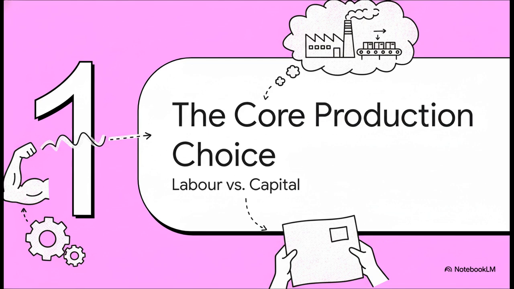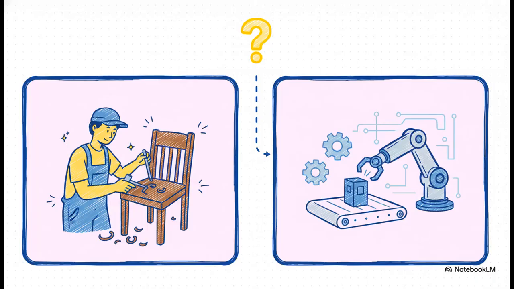The very first decision any operations manager has to make is about their fundamental approach to actually making things. And it all boils down to this simple question. Are you going to rely more on people or are you going to rely more on machines? This is the first big strategic decision in operations, and honestly, it shapes pretty much everything that comes after.